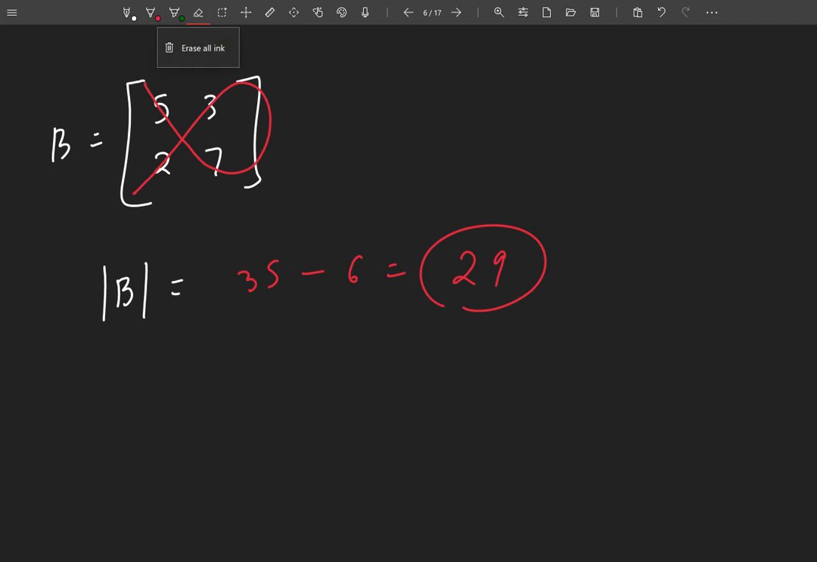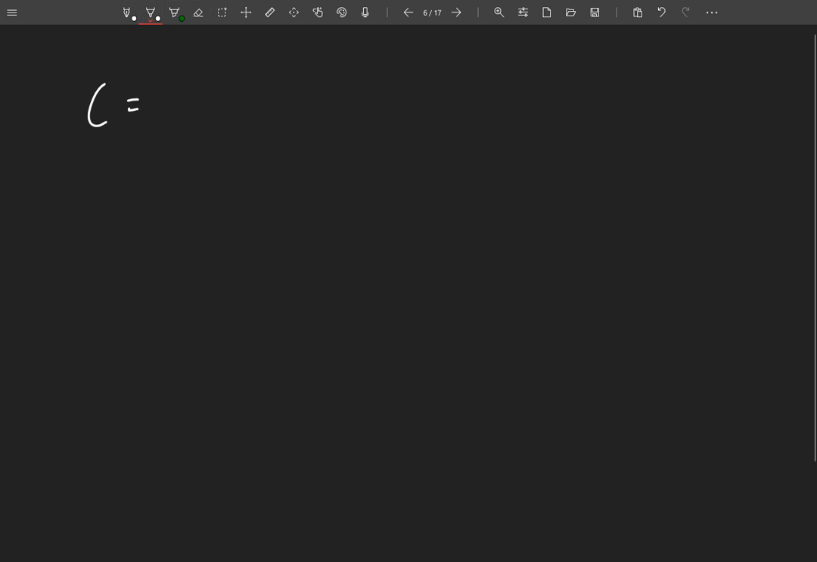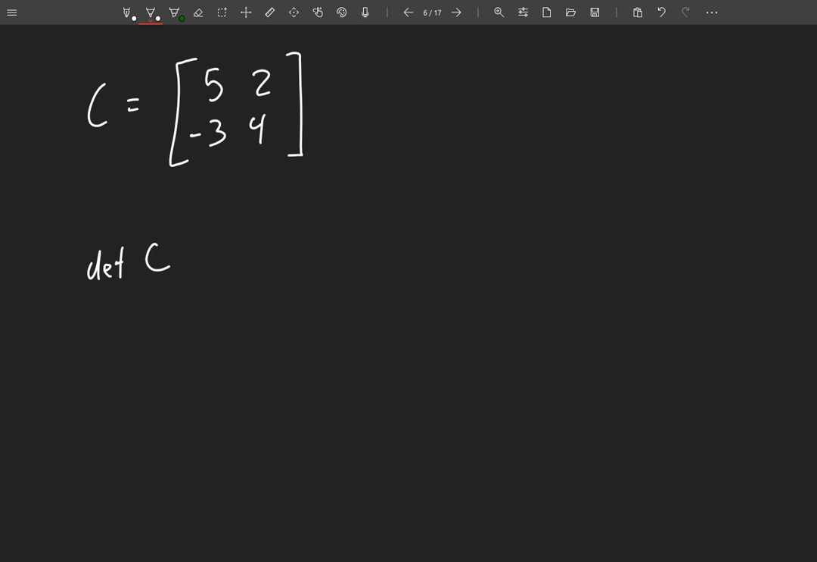All right, let's try one that's slightly trickier. Let's make a new matrix, C. And let's give it some numbers, 5 and 2 and 3, and let's do negative 3 and 4. All right, let's find the determinant of C. I'm trying to show you all the different notations. Notice I'm kind of writing it differently every time. All of these things mean the same. I encourage you to try this one on your own, and then, as always, we'll do it together.